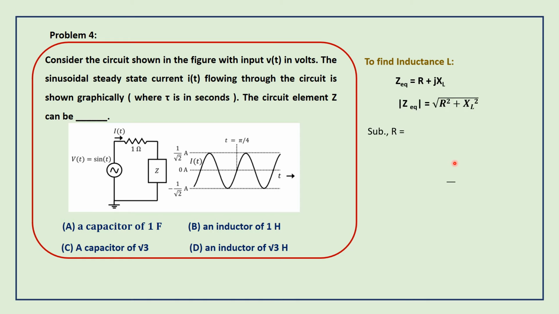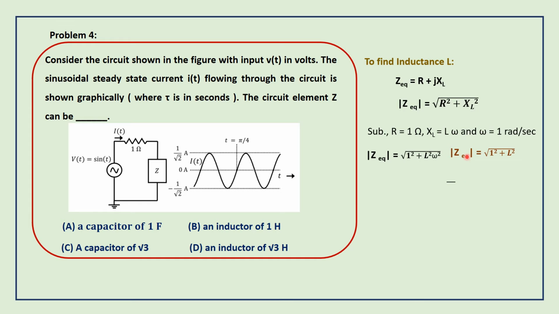So substituting R equal to 1 ohm, XL equal to L omega, and omega equal to 1 radian per second in this Z equivalent, modulus of Z equivalent will become root of 1 square plus L square omega square. When substituting omega equal to 1 radian per second, Z equivalent equals root of 1 square plus L square. So this is one equation form.